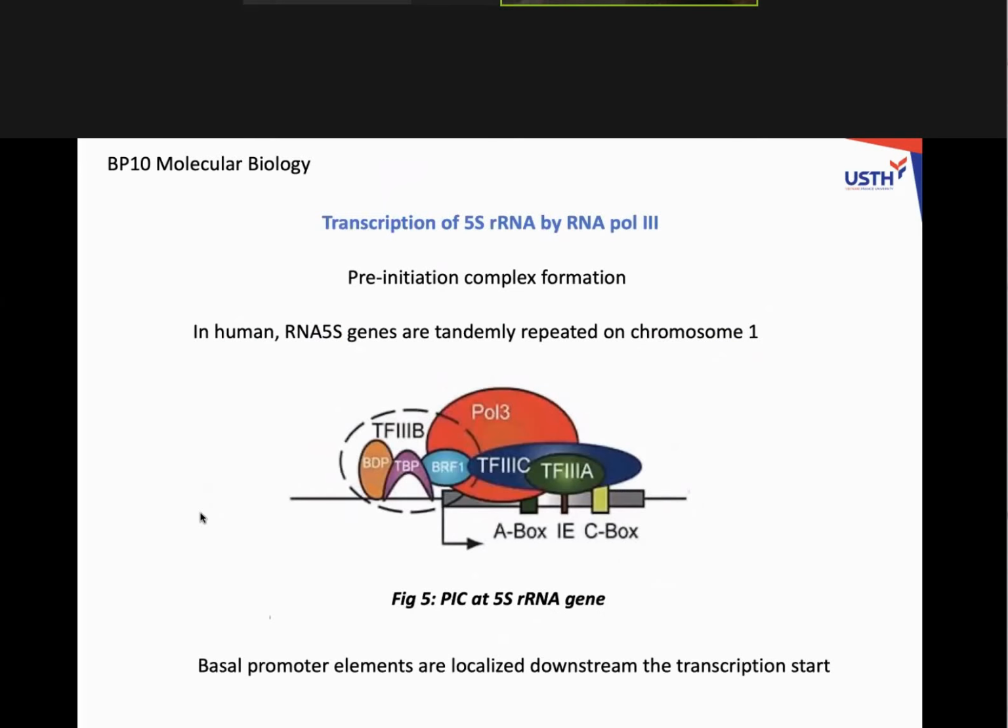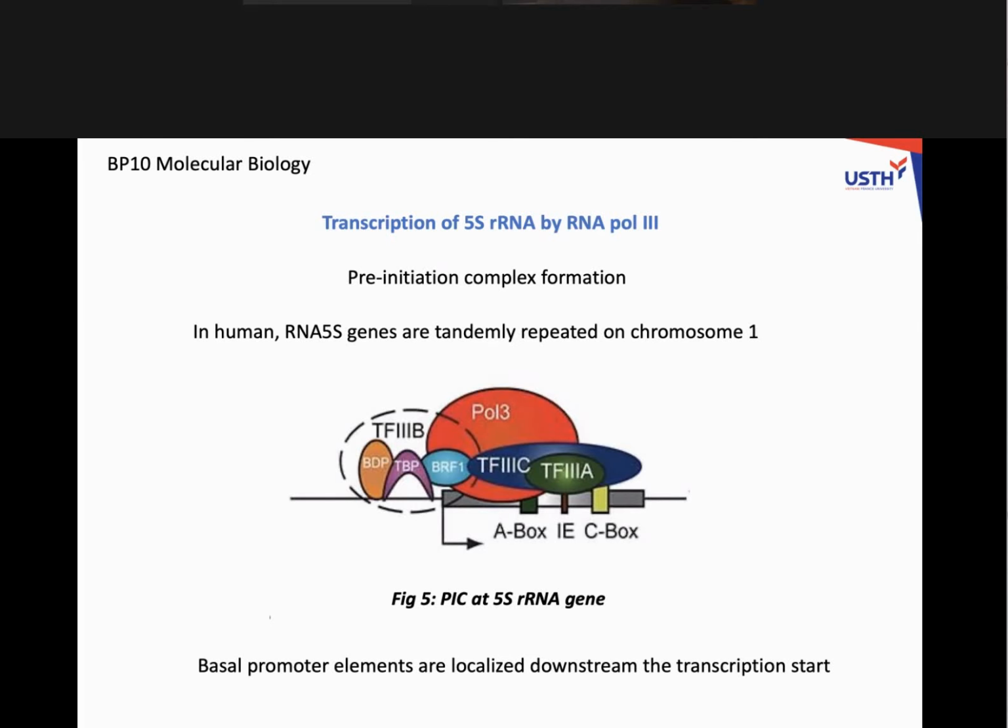Termination, I didn't put a slide for termination of Pol3 because I didn't find any information on that, and I didn't find any documentation sufficient for that. So we shift to Pol2. So we keep that in mind. Do you have any questions for Pol1 and Pol3? From now, we are going to shift to Pol2.